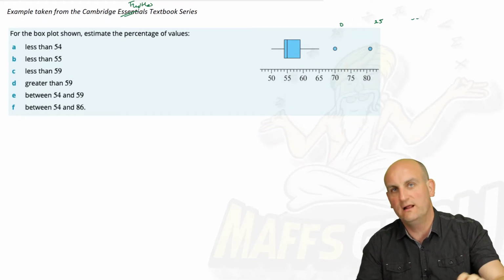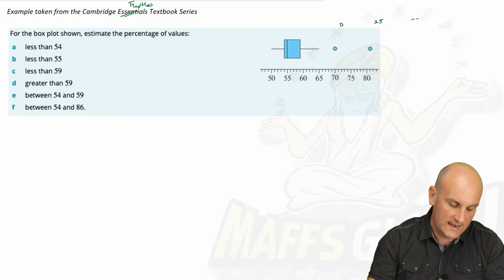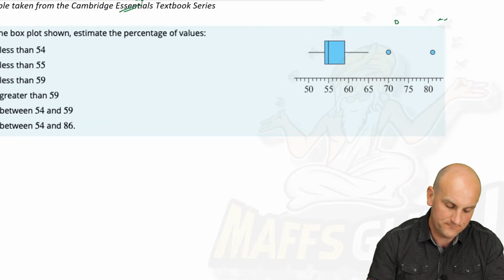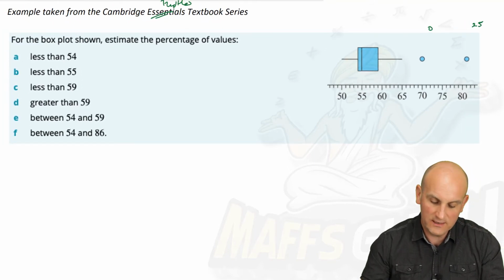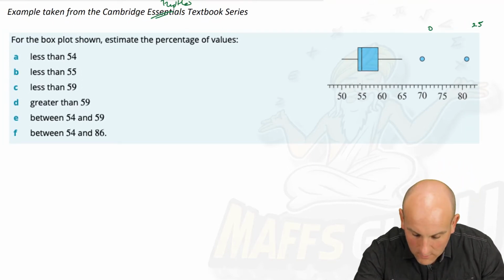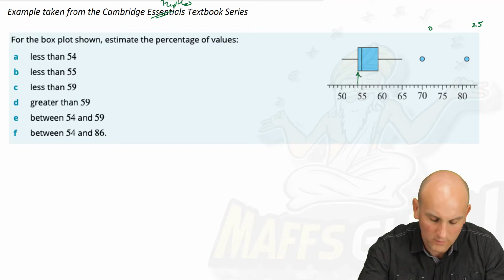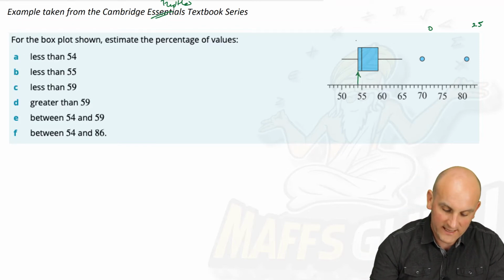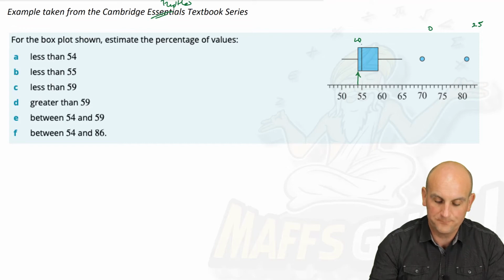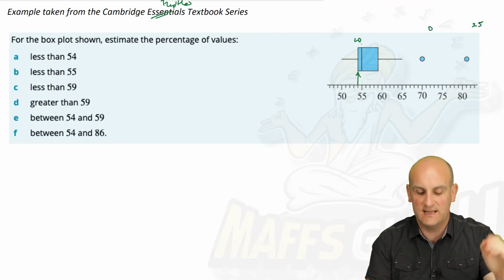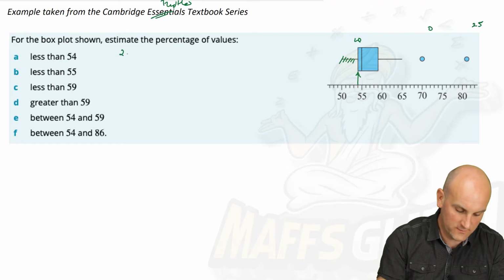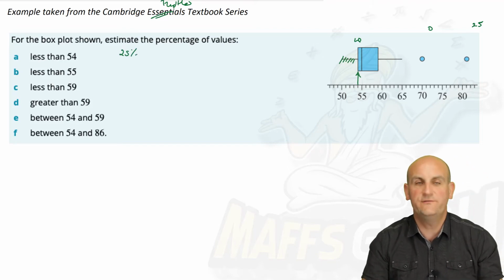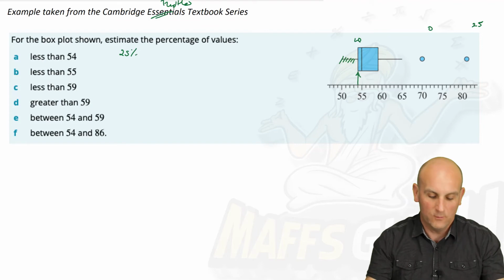So they don't want the values now, they want percentages of less than 54. Let's zoom in so that hopefully we can work out what this is. So the percentages that are less than 54. Well, here is my value of 54. What do you notice? Well, that's actually my lower quartile. And we're looking for the percentage that's less than that. And we know that that section there stands for 25%.